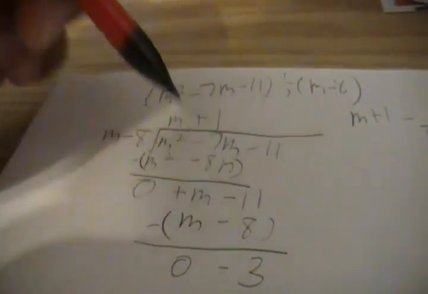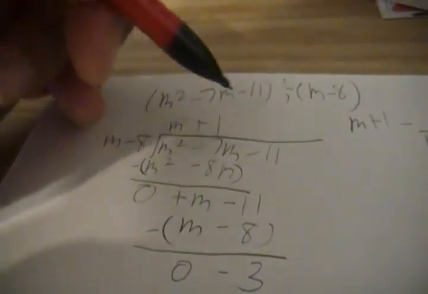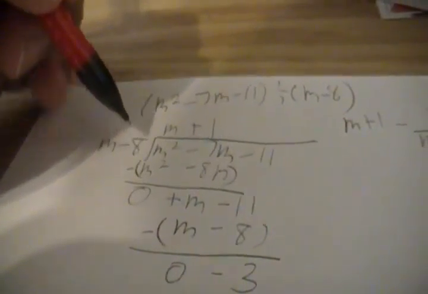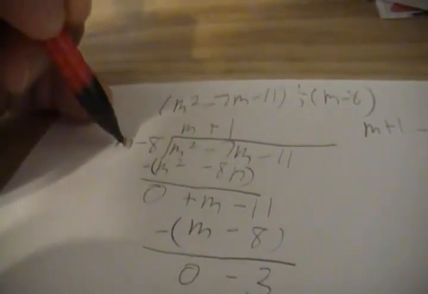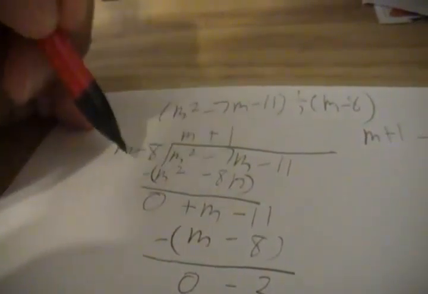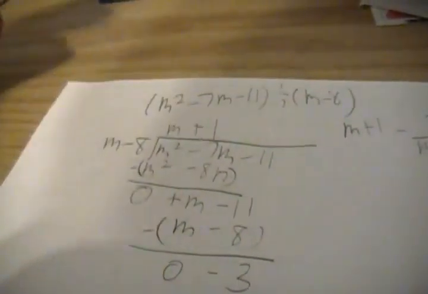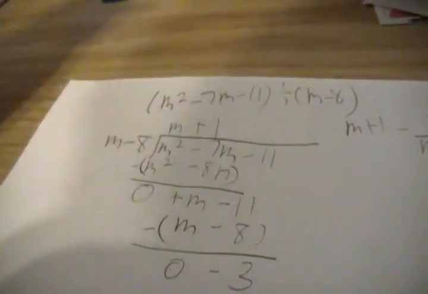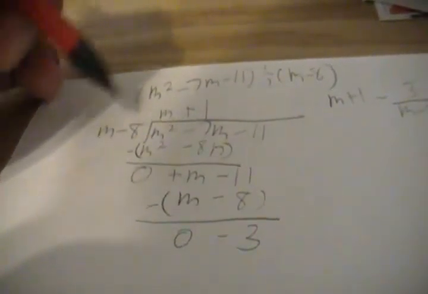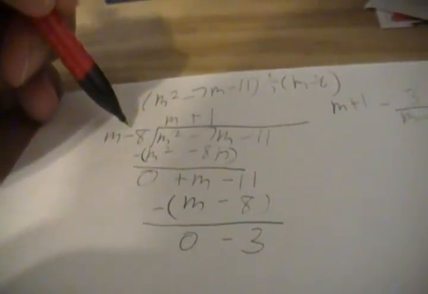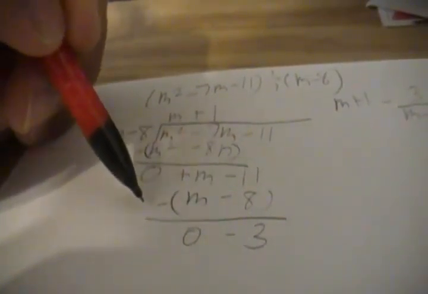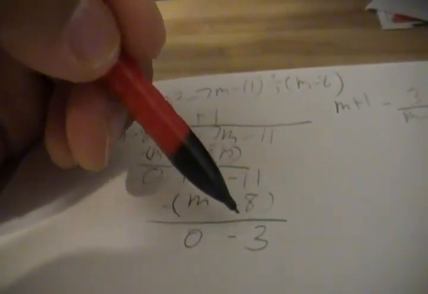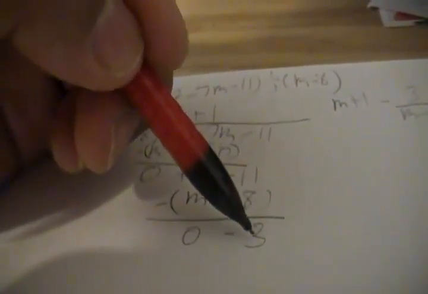Okay. Now you have to ask yourself, what do I have to multiply m minus 8 by to get m? Well, it's just itself, so you add 1. So what you get is m minus 8. Then you subtract those. So m minus m is 0. Then negative 11 plus 8 is negative 3. So we have negative 3 remaining.